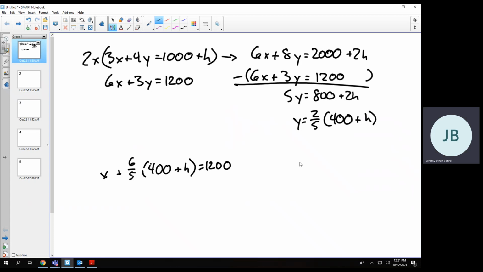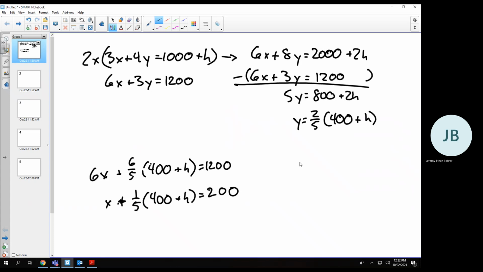Divide everything by 6 to get x plus 1/5 times 400 plus h equals 200. So x equals 1/5 times 600 minus h.